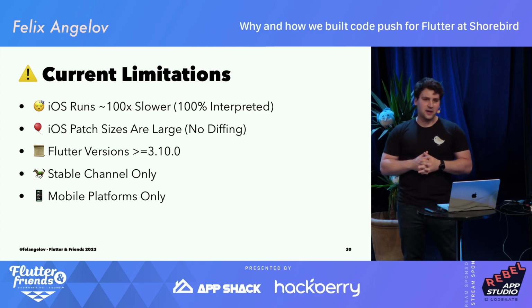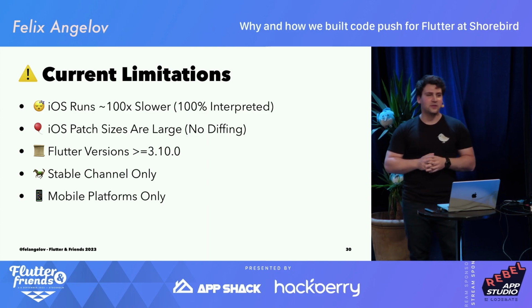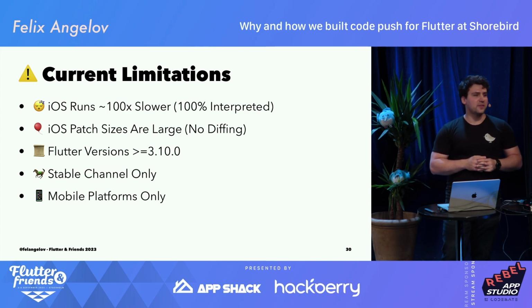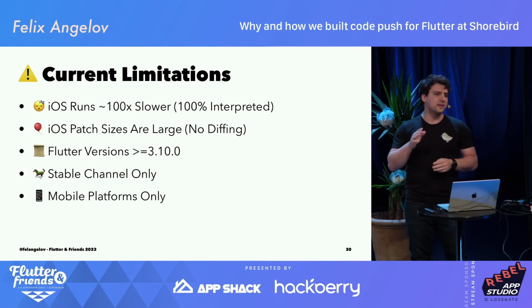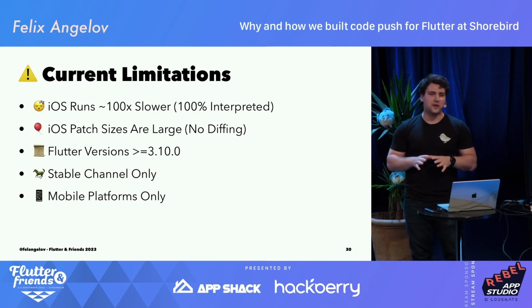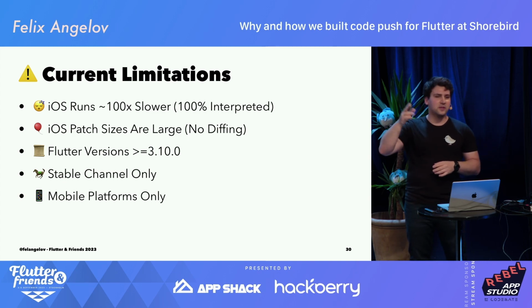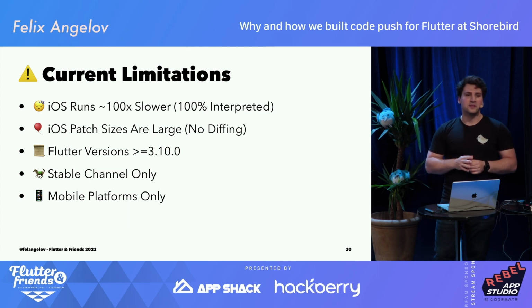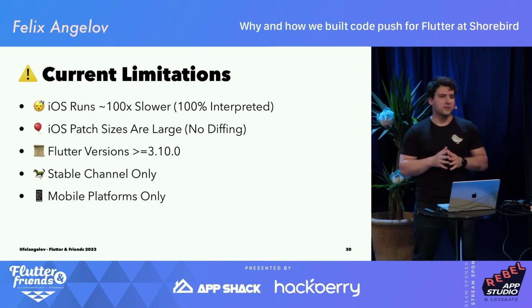In particular, iOS runs approximately 100 times slower with Shorebird than without Shorebird. You can kind of see that in the Flutter and Friends app. This is just the Dart code, by the way. So the Dart code runs 100 times slower. If you scroll really fast in the iOS app on Flutter and Friends, you can notice that it stutters a little bit. It's not a super buttery smooth experience.